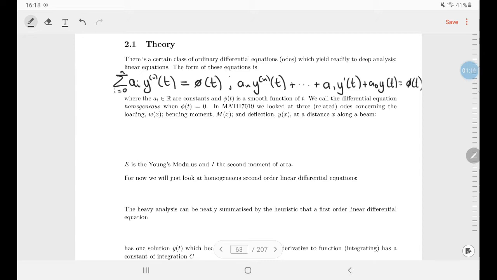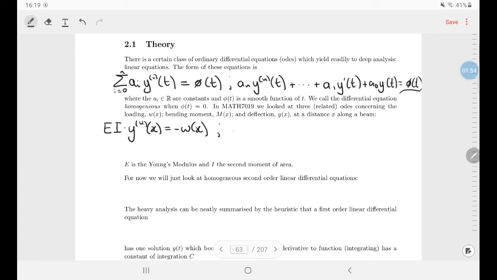So we call this differential equation homogeneous when the thing here is 0, which is going to be usually the case. In Maths 7009, we looked at 3 related ordinary differential equations that were actually of this form. So let us look at EI times the fourth derivative of x equal to minus w of x. So the big constant here is EI, and all the other constants are 0, and the f(x) here is the minus w of x. So that's of that form.